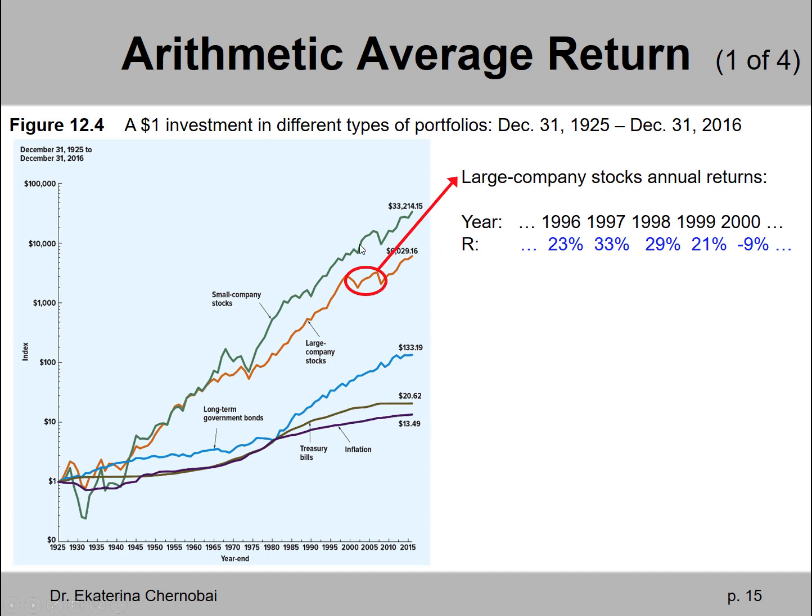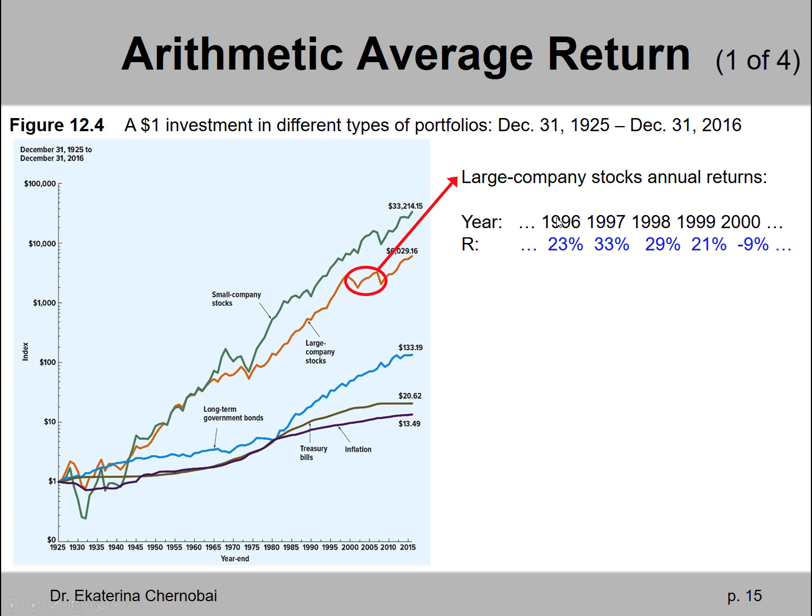What do you mean by return? Let's say, so this graph technically doesn't show returns in percentages. It shows dollars, right? If you look again at what's on the vertical axis, we don't have percentages, we have dollars. So maybe in year 1996, the value of the investment was maybe $2,000.